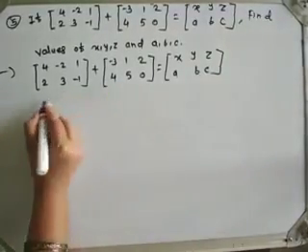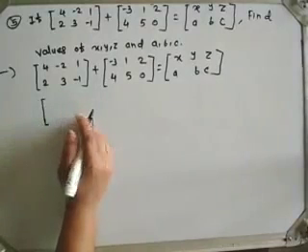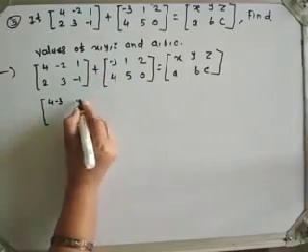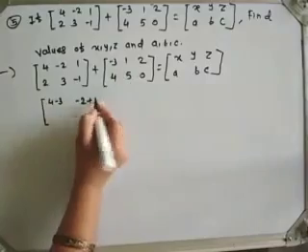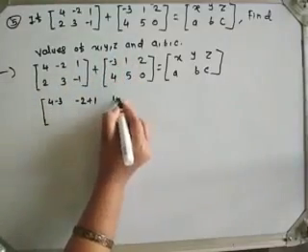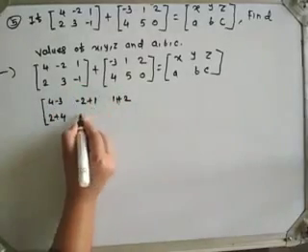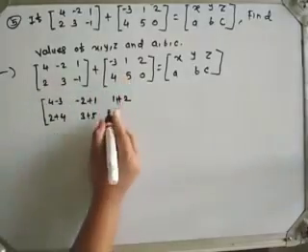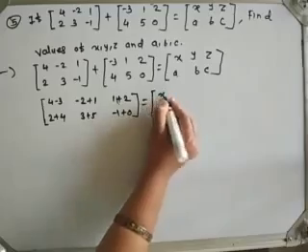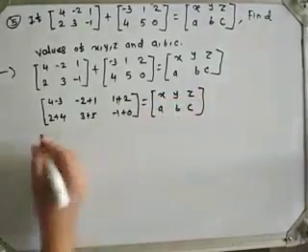First we add these two matrices. For this we have to add corresponding entries, that is 4 minus 3, minus 2 plus 1, then add the next entries 1 plus 2, 2 plus 4, 3 plus 5, minus 1 plus 0, which is equal to the matrix x, y, z, a, b, c.